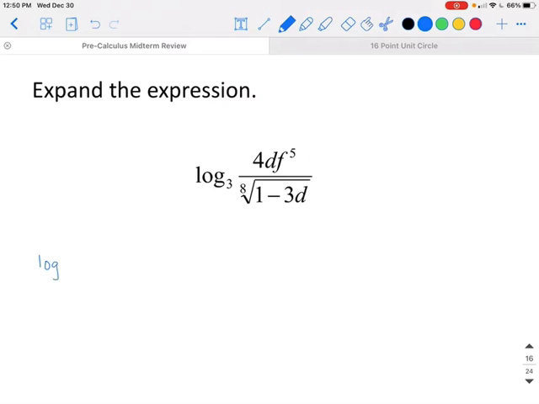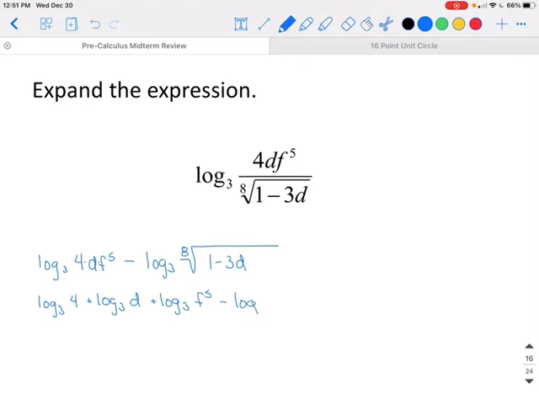So division becomes subtraction. So I have log base 3 of 4df to the 5th minus log base 3 of the 8th root of 1 minus 3d. So we took that division, we separated it into two different parts by making a subtraction. Now each of these multiplications we can separate because multiplication becomes addition when you expand. So log base 3 of 4 plus log base 3 of d plus log base 3 of f to the 5th. And we still have the log base 3 of this part.